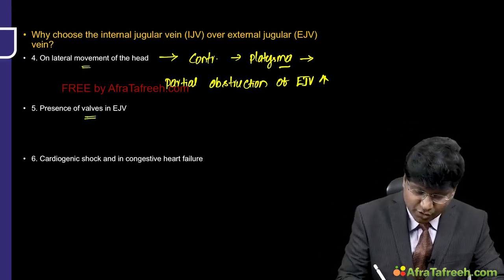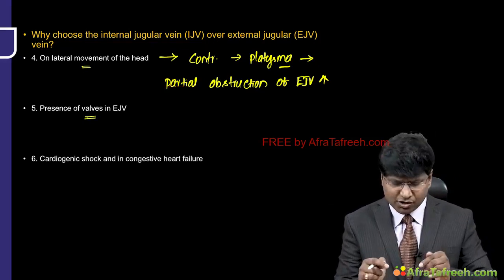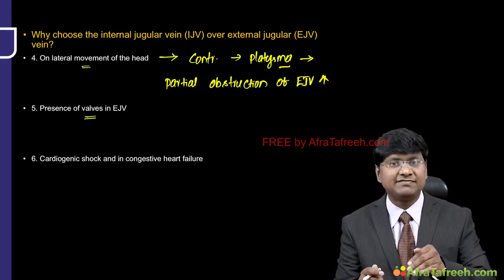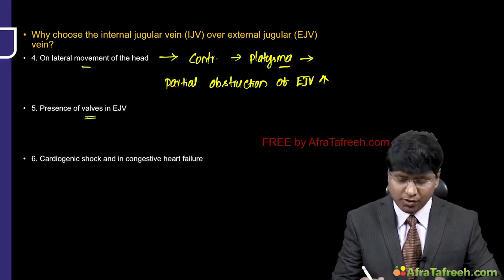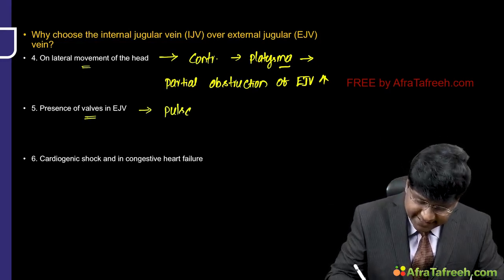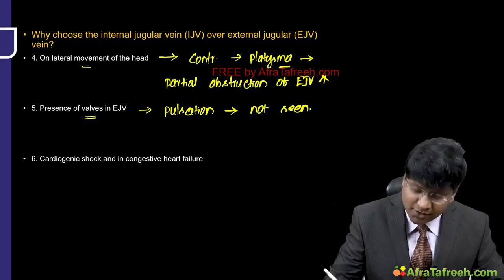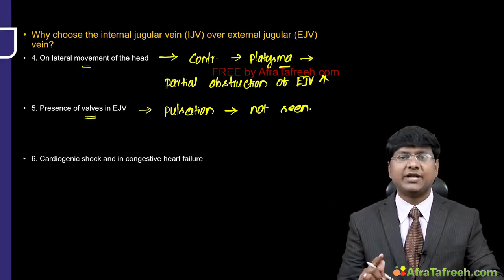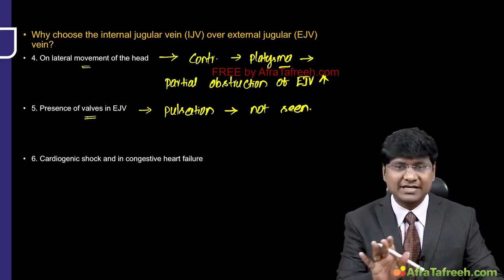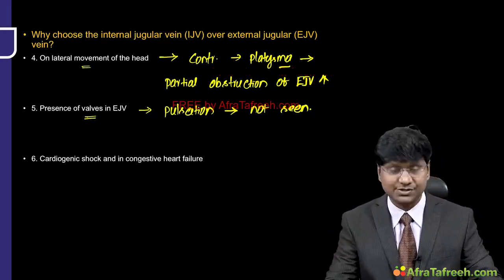And next is the presence of valves in the external jugular vein. Because of the valves, the pulsations in the external jugular vein are not clearly seen, unlike what we observe in the internal jugular vein. The internal jugular vein does not have any valves, so thereby you can clearly visualize the pulsations.